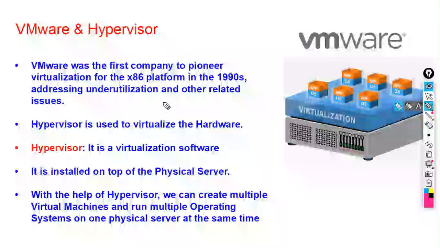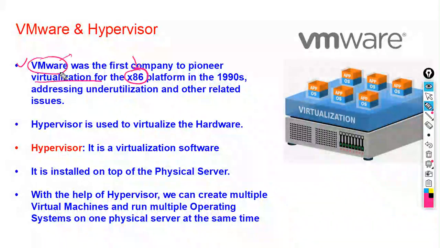And guys, VMware was the first company to pioneer virtualization for the x86 platform. VMware is not a software, guys. Most students think VMware is a software. VMware is a company like Microsoft, Google, etc. It developed the virtualization software, and it was the first company to develop virtualization software for the x86 platform in the 1990s. So it addressed the underutilization and other related issues as well.